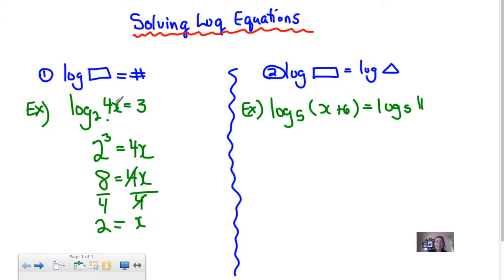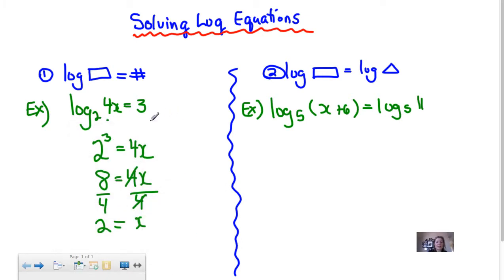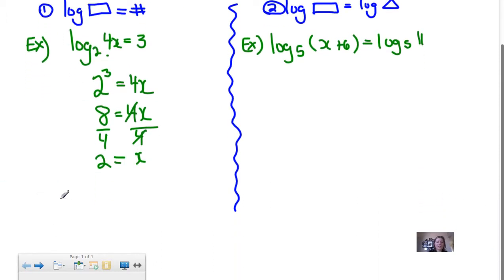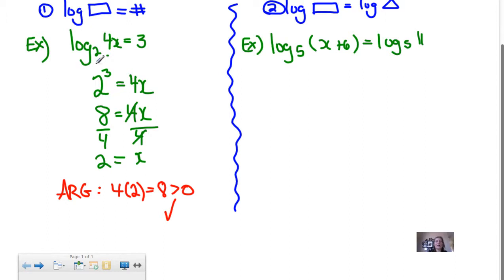2 would go back up where the x is. So the argument, if I subbed in x is equal to 2 back into the argument, so the argument would be 4 times 2, which would be 8, which is greater than 0, so the solution is acceptable. I'll give you an example a little bit later where it's not. All right, so that's how you would solve log something is equal to a number.